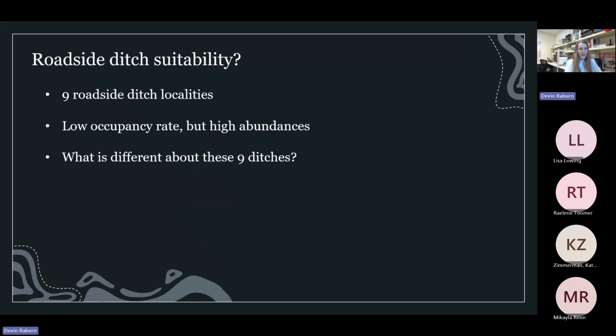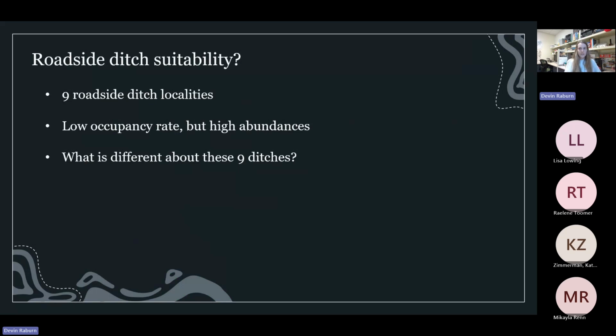And we're still curious though, what's going on with these ditches? Why are we not finding rivulet crayfishes in ditches, right? We only found them in 9. And so, a super low occupancy rate, but we're finding them in high abundances in the ditches that we are finding them in. So what is different about these 9 ditches that we caught them in versus the 50 something that we didn't catch them in?